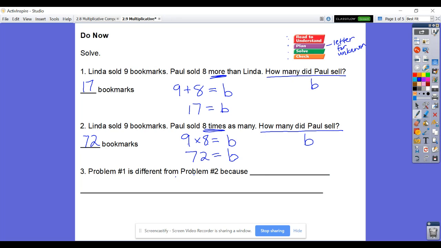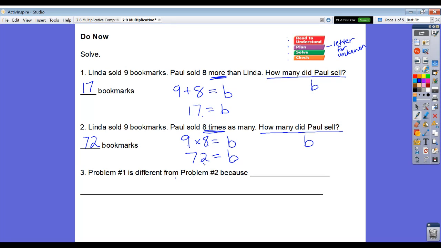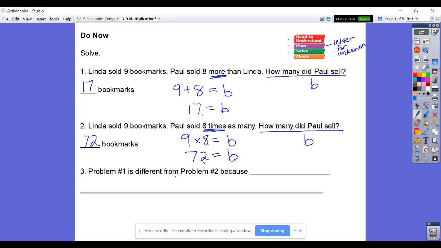Or maybe you said in problem number 2, Paul sold several more bookmarks than he did in problem number 1, right? Because we know multiplying by 8 is going to give you a much bigger product than if you just added 8. That's going to be a smaller number. So there were a few possible answers for this one, number 3, but the big detail was in this one, we needed to add to solve, and in problem 2, we needed to multiply.